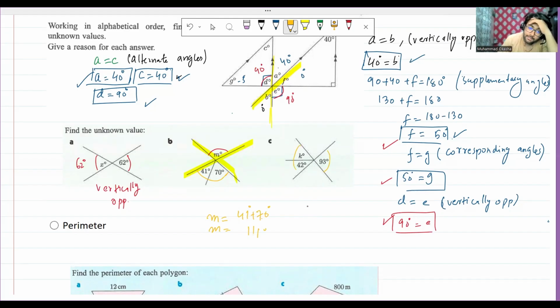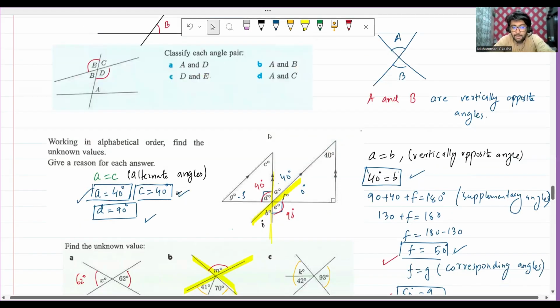Let's talk about this. 93 is the same thing as K plus 42. So I'll write 93 is the same thing as K plus 42. So if you want to work out the value of K, you could just subtract 42 from 93 and you can have the value of K.